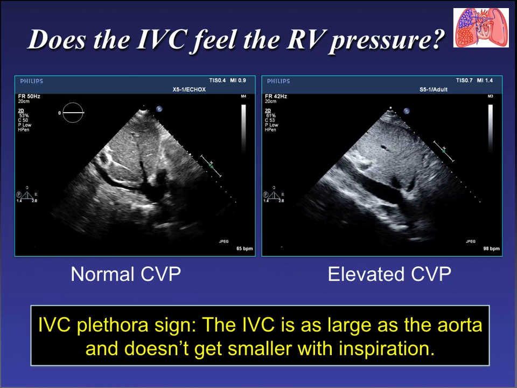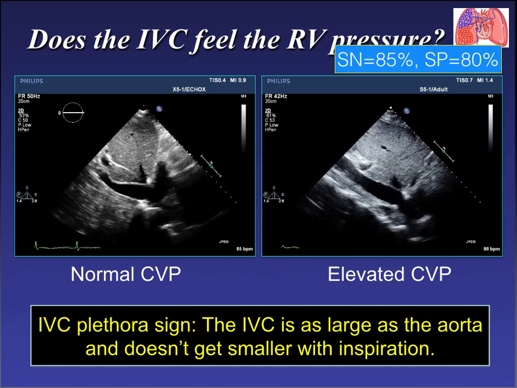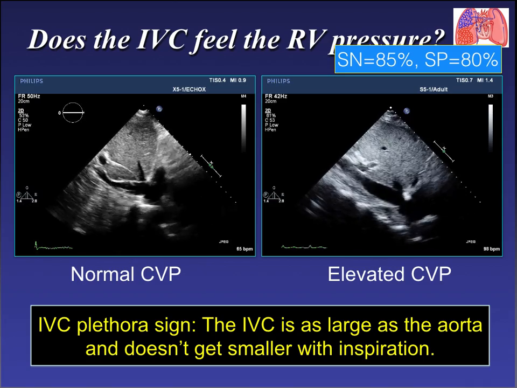Then finally, does the IVC feel the right ventricular pressure? The normal IVC is seen on the left, where we expect it to show 50% respiratory variation with breathing, and the elevated scenario with elevated CVP is seen with a plethoric IVC approximating the size of the neighboring aorta, and that doesn't show respiratory variation. The sensitivity and specificity for this sign is 85% and 80% for elevation in central venous pressures by catheterization. Here they are live, showing you the difference in respiratory dynamics with the inspiration.